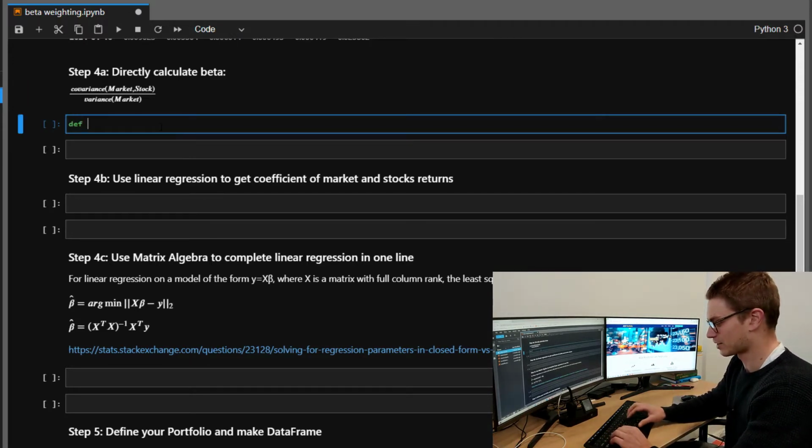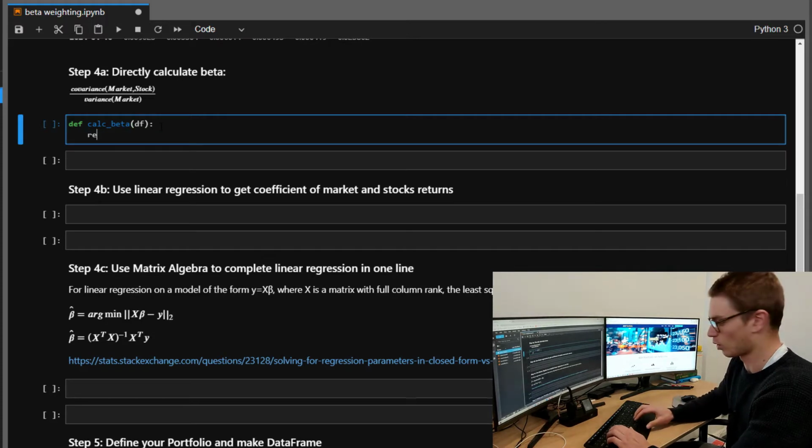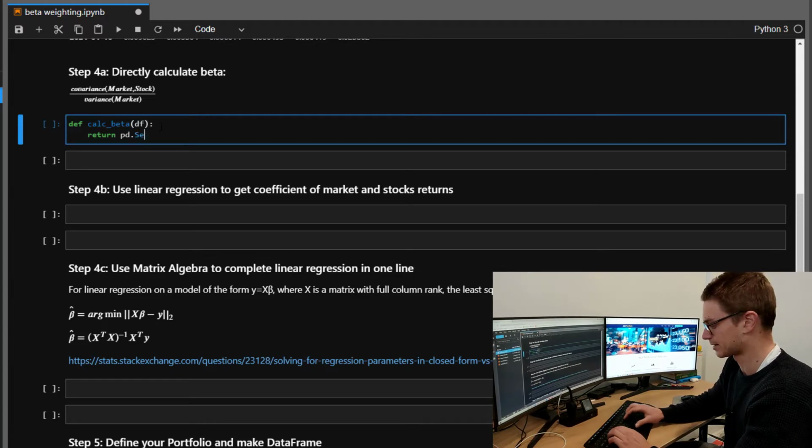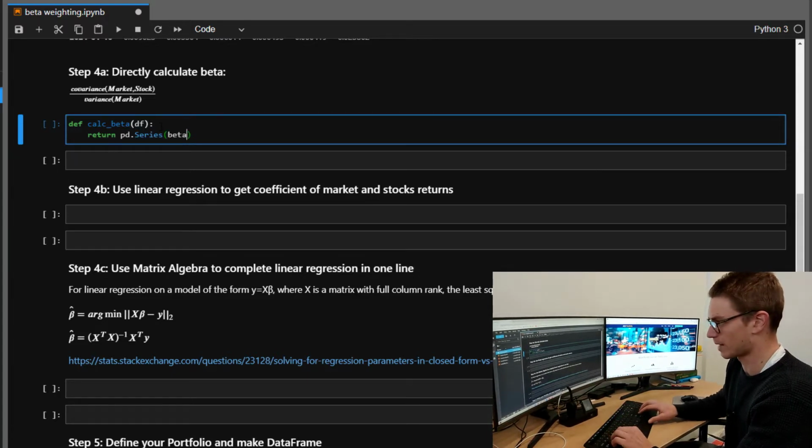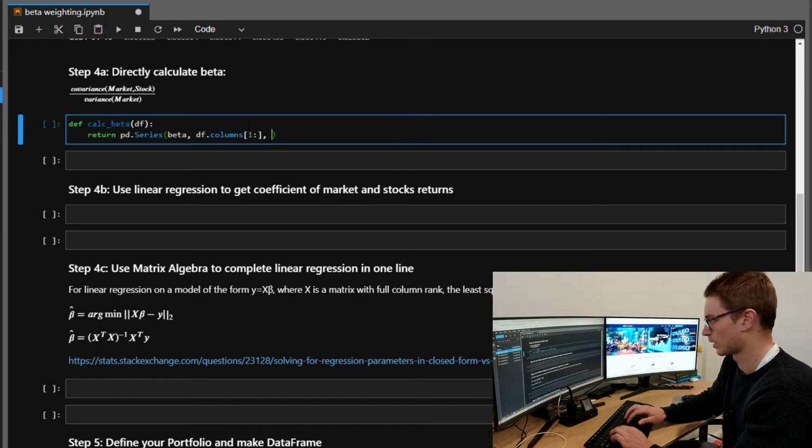So we want to define this function. We're going to call it calc_beta, very original. We're going to take in this data frame, df. What we want to do is return a pandas data series with all the betas with the column names. So df.columns is how I refer to the columns within the data frame. And I just want to take from the market index onwards, so only the stock information. We're going to name this data frame beta.